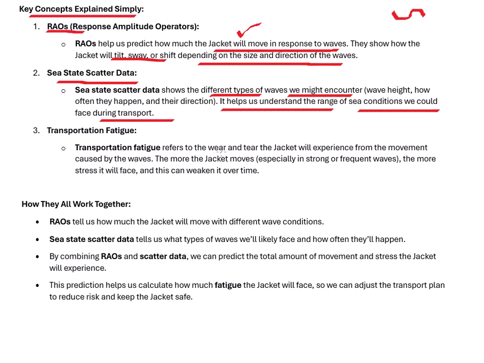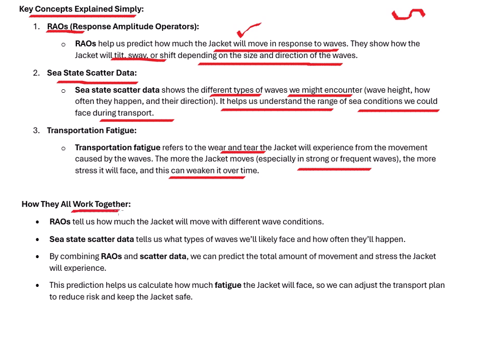Transportation fatigue refers to the wear and tear the jacket will experience from the movement caused by the waves. The more the jacket moves, especially with strong or frequent waves, the more stress it will face, and that's going to weaken the structure over time. So that's what we call fatigue.